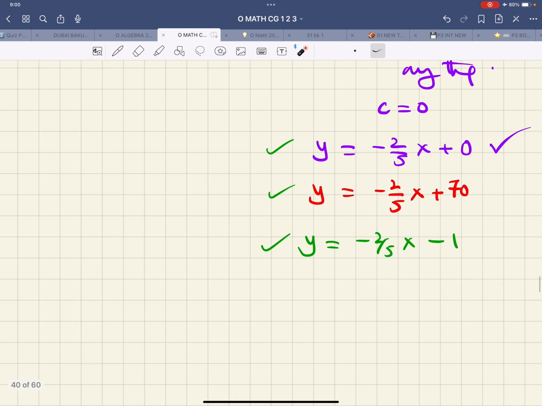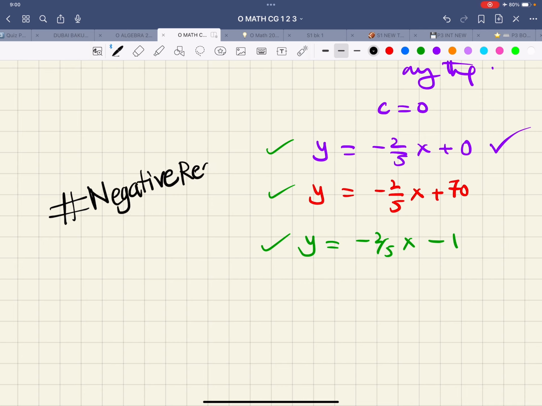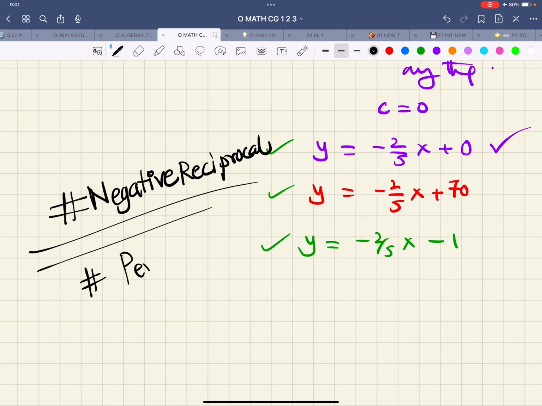So I would like you to remember for this chapter the hashtag that is negative reciprocal. And I'm writing it in one go because that's how hashtags are written. Negative reciprocal, and let me write over here perpendicular. So for perpendicular, the rule is negative reciprocal.